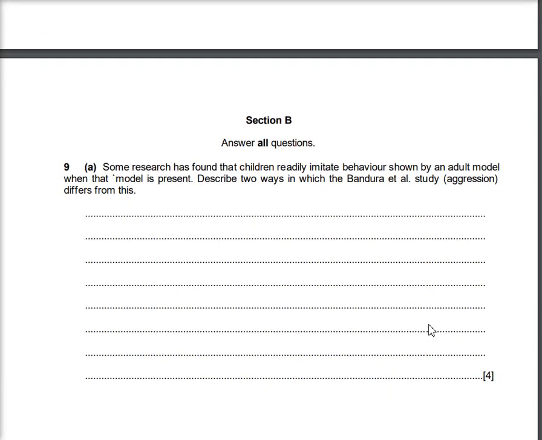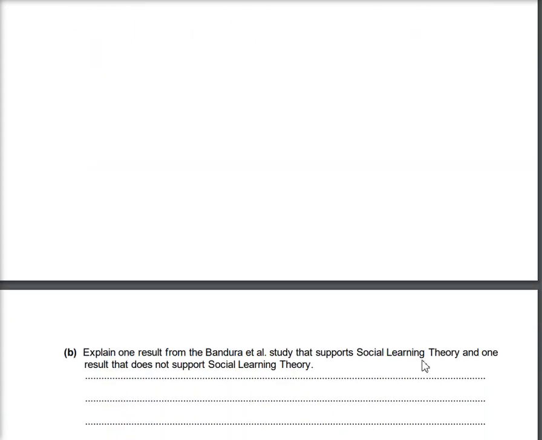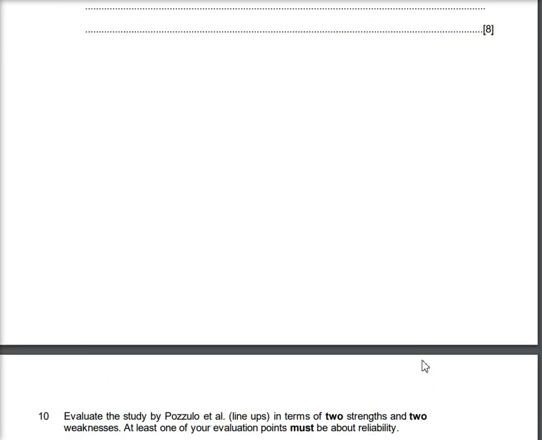Then we have some research has found that children readily imitate behavior shown by an adult model when that model is present. Describe two ways in which the Bandura et al. study of aggression differs from this. Then explain one result from the Bandura et al. study that supports social learning theory and one result that does not support social learning theory.